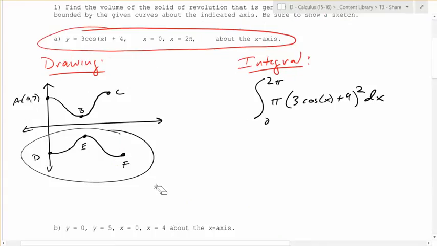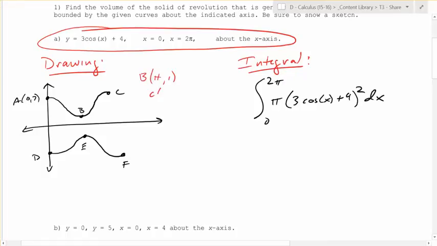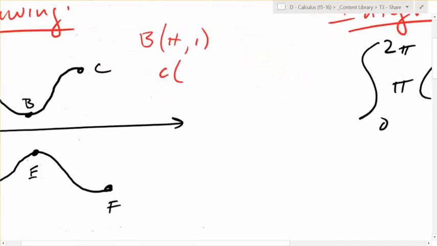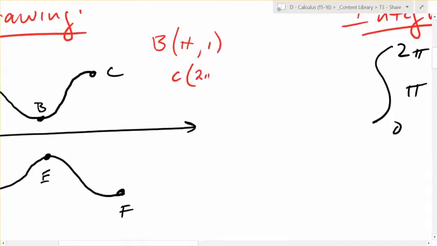It's rotating around the x-axis, so that's the bottom reflection of it. So that's point A. What's point B? It's up on the board, so it shouldn't be that hard to answer. What is B? Pi, comma 1. And what's C? 2 pi, comma 7. Right, exactly.